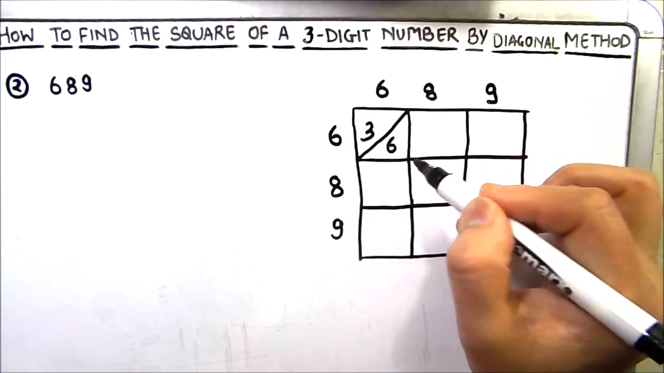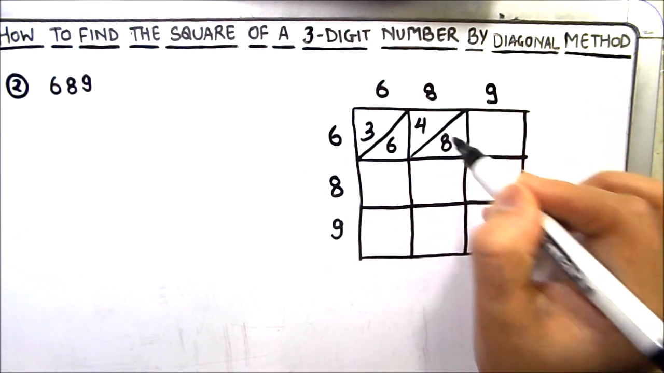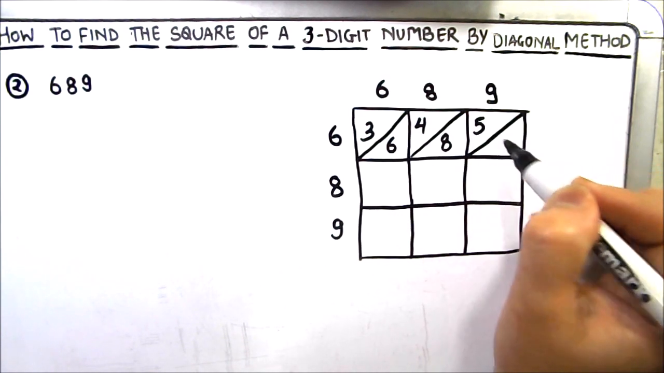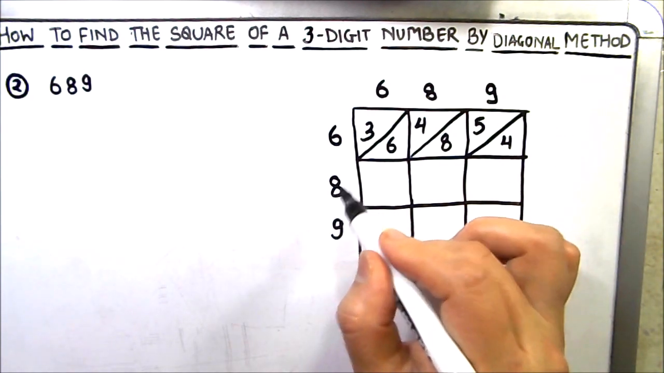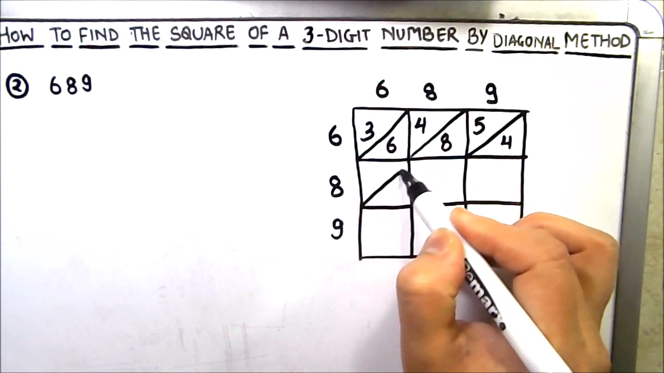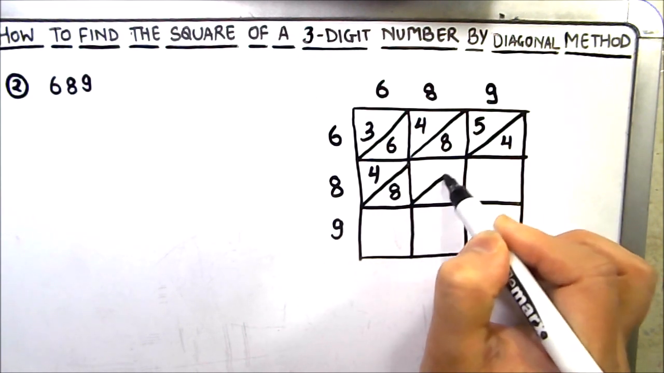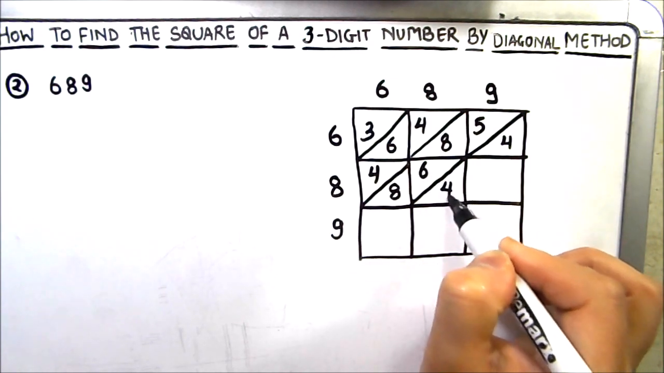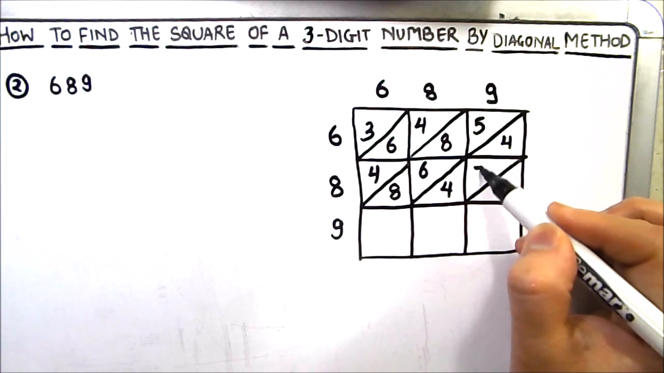Next, 6 times 8 is 48. So 4 and 8. 6 times 9 is 54. So 5 and 4. 8 times 6 is 48. 4 and 8. 8 times 8 is 64. 6 and 4. 8 times 9 is 72.